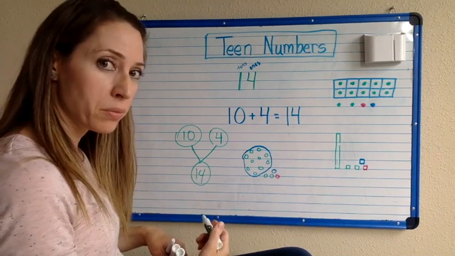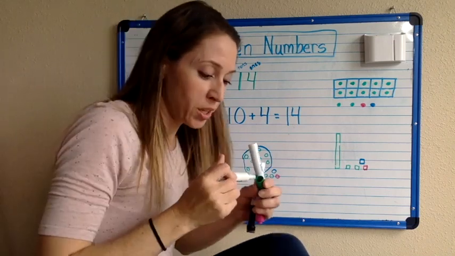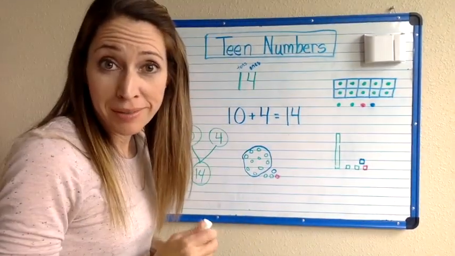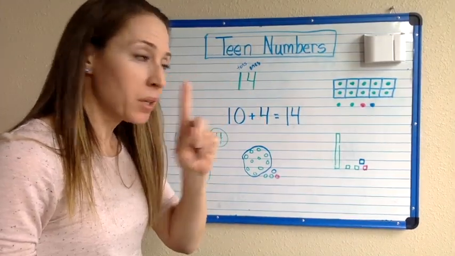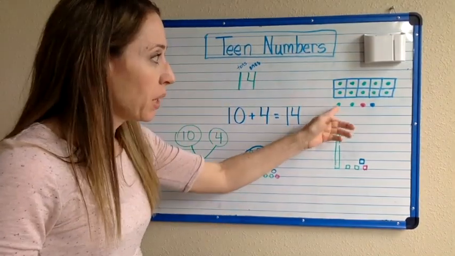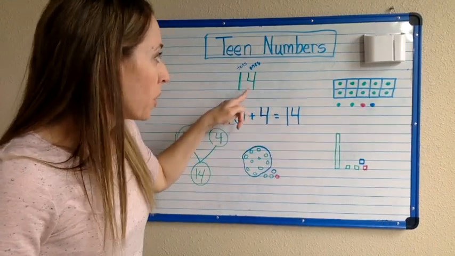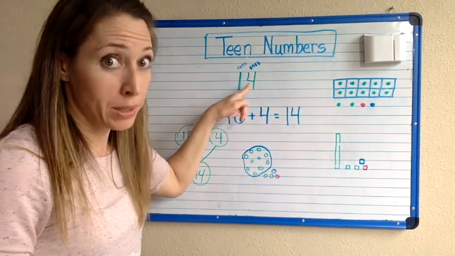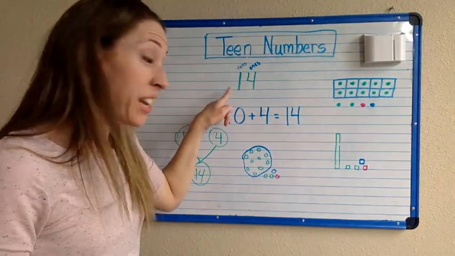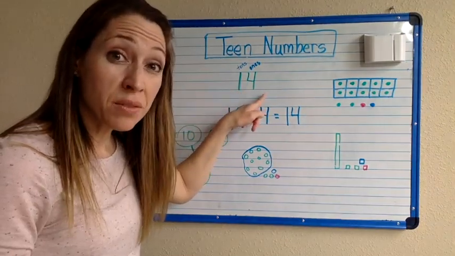What if I had another one? What's going to change? Did you say the ones place? The ones place will change. If I add one more to my picture again, I'm going to have 5 over here, which is going to change the number of ones that I have. So it's not going to be 4 ones anymore. It will be 5, which will make it the number 15, right?